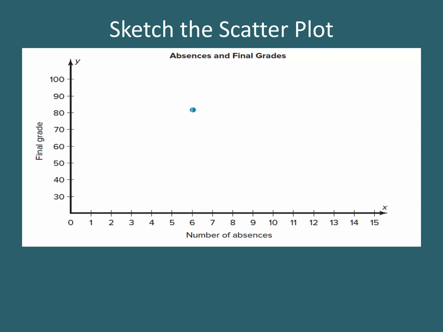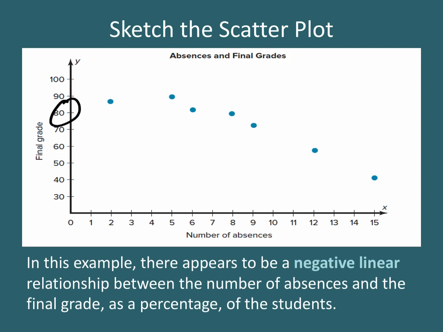The first is the student who had 6 absences. That student received over an 80%. Next was the student with 2 absences, who did slightly better in the class with 90%. The student with 15 absences got something in the 40s. And we just go ahead and continue to plot our points.